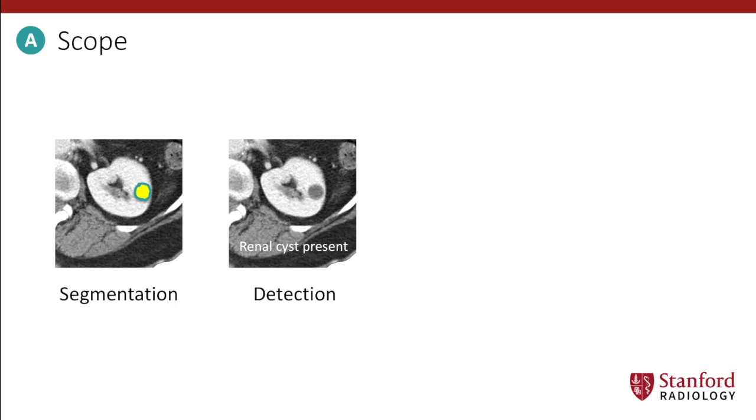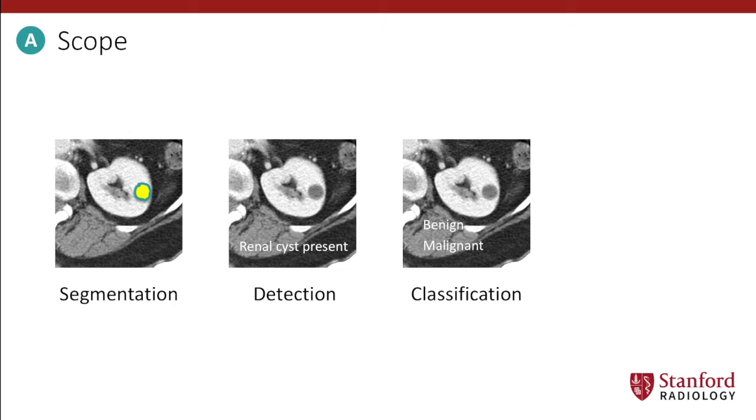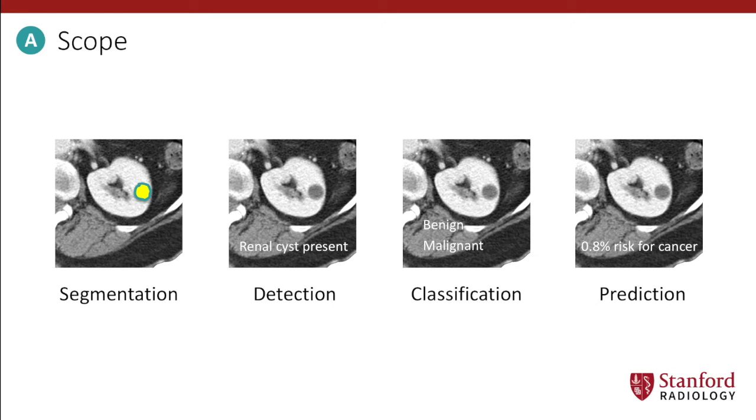Another thing that you can do is detection. So you can see whether the renal cyst is present or not. Or classification, so you can have multiple classes. For example, this lesion is benign, malignant, or it's indeterminate. And another essential part of machine learning is risk prediction. For example, this lesion has a 0.8% risk for cancer.